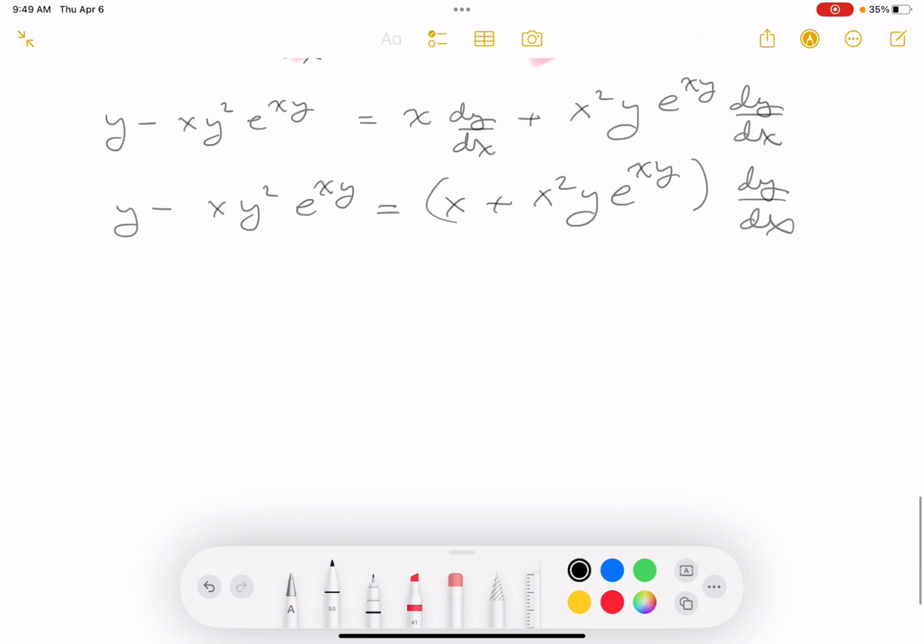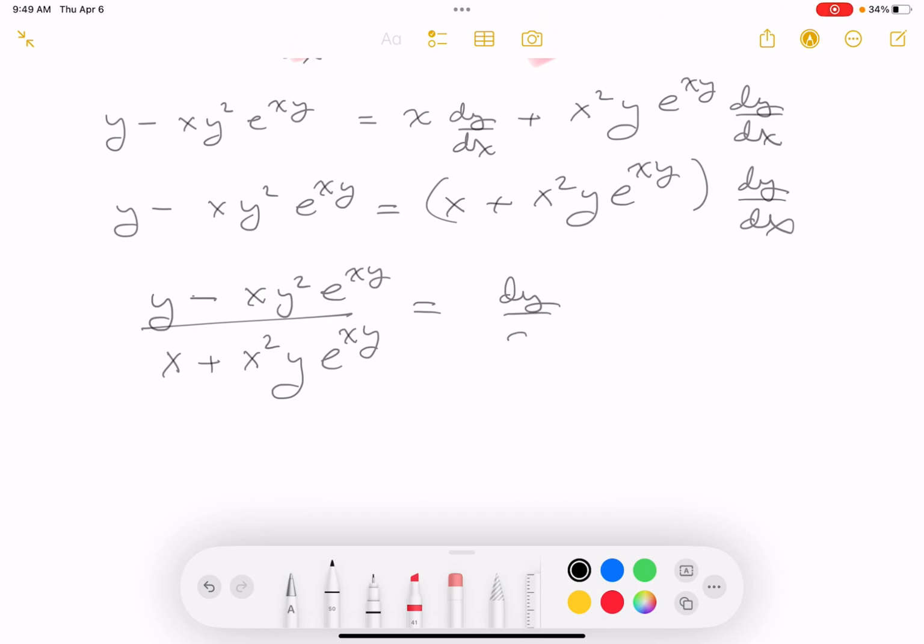We're almost there. y minus xy squared e to the xy, and I'll divide by the coefficient on the dy dx. It's going to be x plus x squared y e to the xy is equal to dy dx. Let me circle this, get my red pen out, and see how we did.